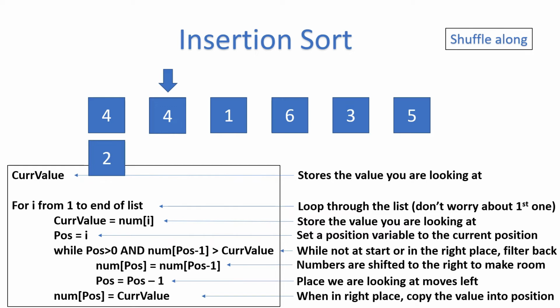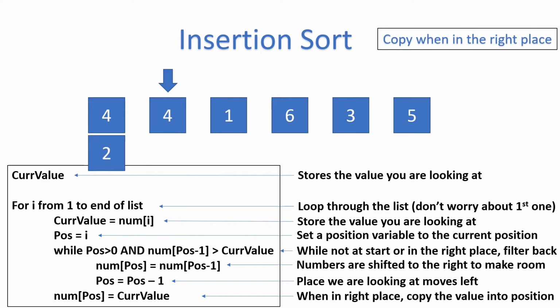Now as you can see, 2 is in the correct position and is actually at the beginning of the list. Therefore the final line of code is num pos equals current value. That position there gets taken over by the current value. And you can see on the left hand side, the number 2 and the number 4 are now sorted in the correct order. We still have 1, 6, 3 and 5 which are not sorted.